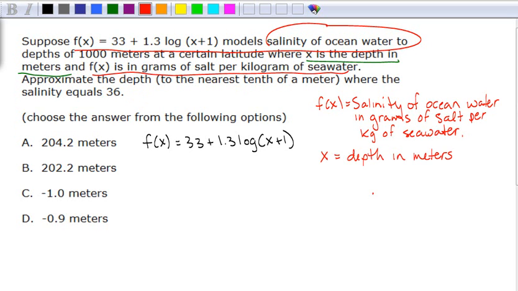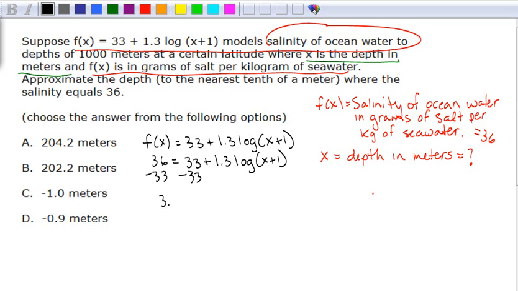Okay. So the question again asks, what is the depth? This time they want to know what is x when f of x is equal to 36. So all I'm going to do is plug in 36 for my f of x and find x. By plugging this in, rewriting the right side, not changing that, but changing the f of x to 36. So how do we solve a log equation? Well, the first thing I want to do is isolate the log. So I'm going to subtract both sides by 33.